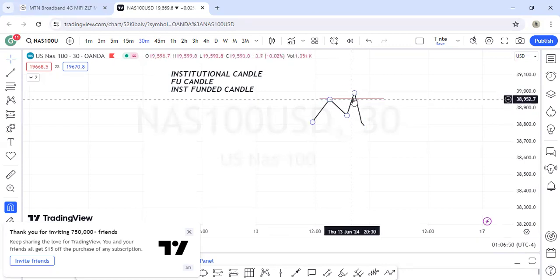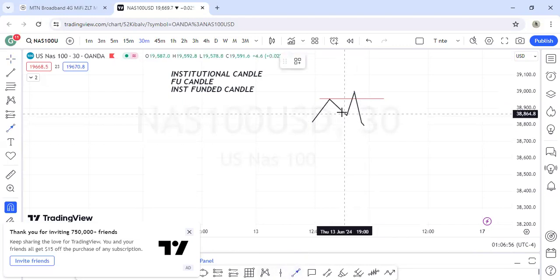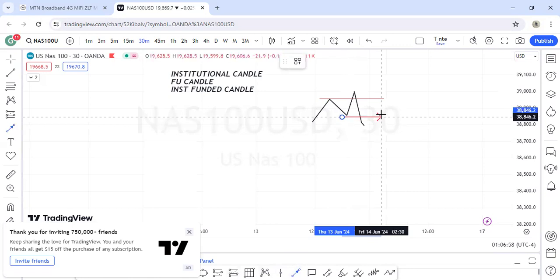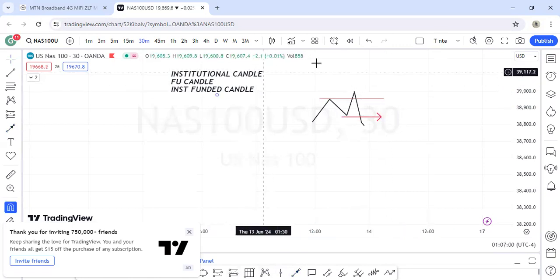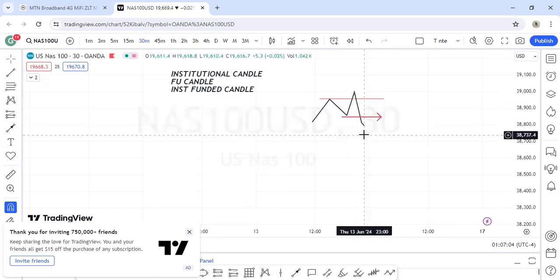So that candle that runs liquidity before breaking structure to the downside is what we refer to as a liquidity sweep, an institutional funded candle. That exact candle runs this and then breaks down. Now, note something: an institutional funded candle could be one candle, or it could be several candles.